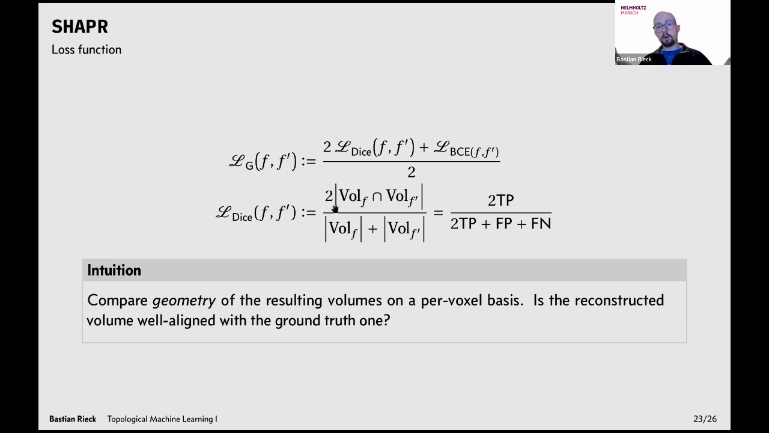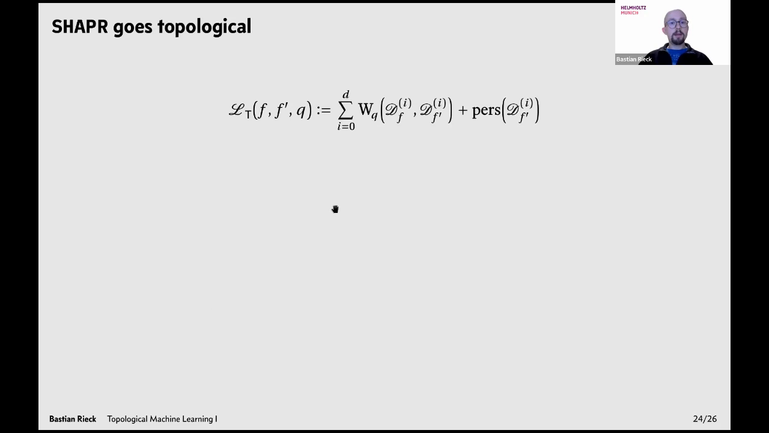So to this purpose, we use a binary cross entropy, for instance. So that's not very specific. It's a very general way of dealing with image-based data. But here I want to briefly show you how we make it topological.